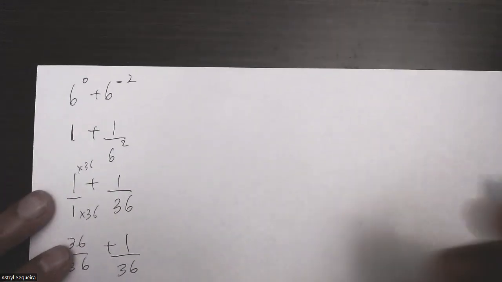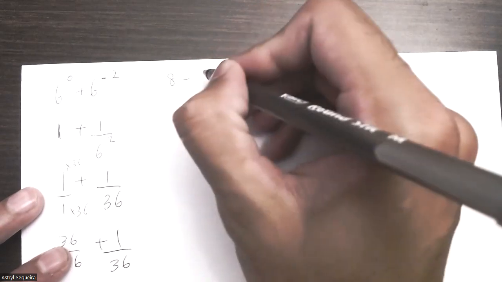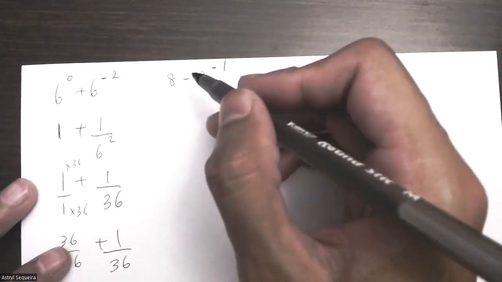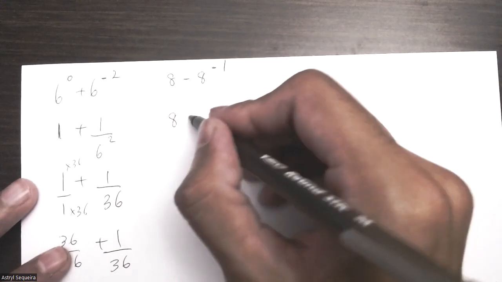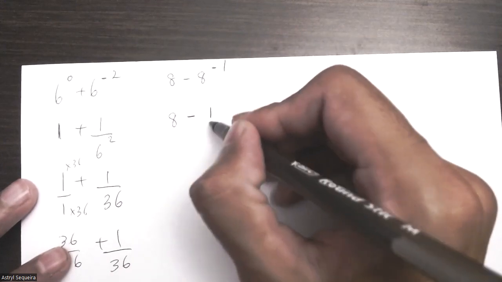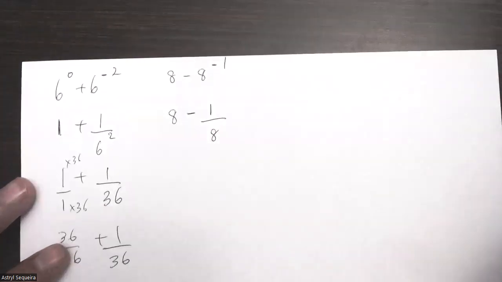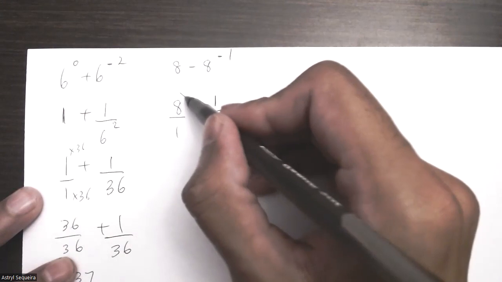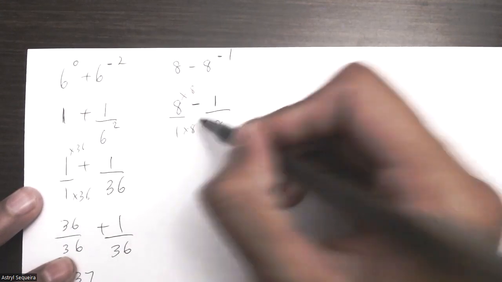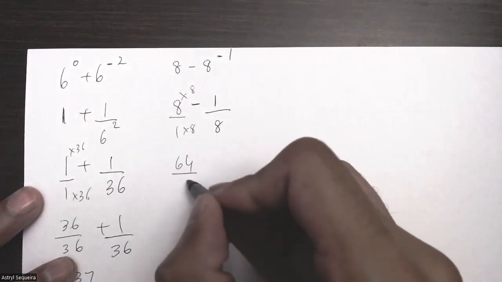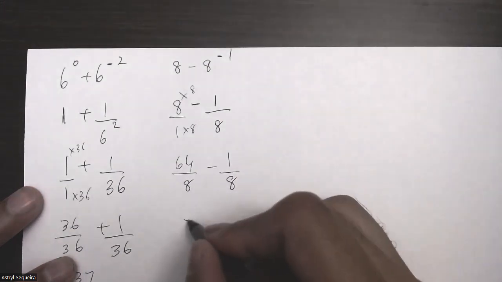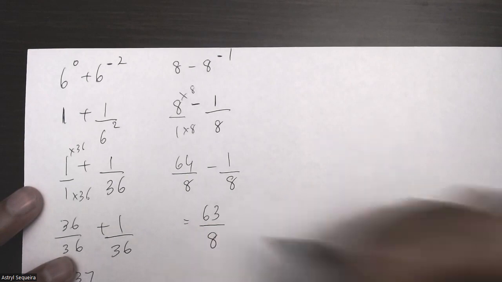Next one is 8 minus 8 to the power of -1. And 8 just stays the same. This is going to turn into 1 over 8 to the power of 1, which is basically 1 over 8. Need to make a common denominator here, so I'm multiplying the top and bottom by 8. So that's 64 over 8 minus 1 over 8, which is just 63 over 8.